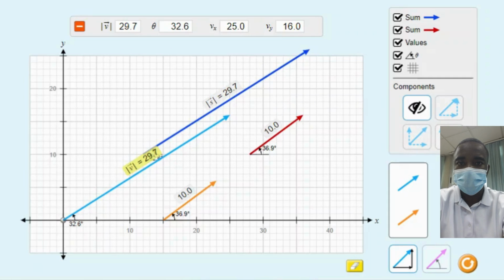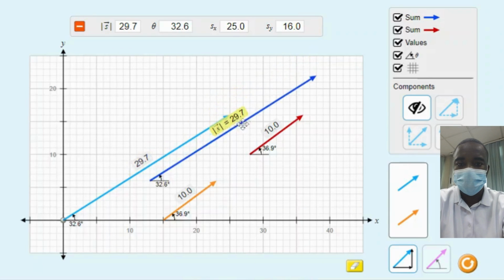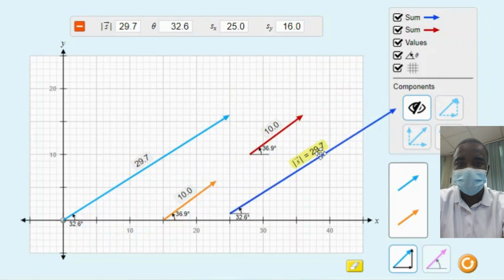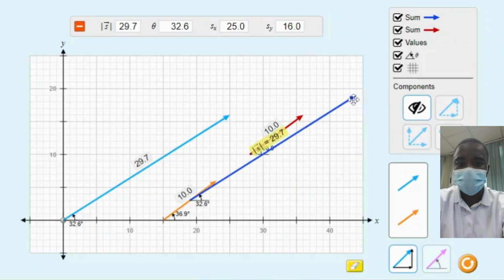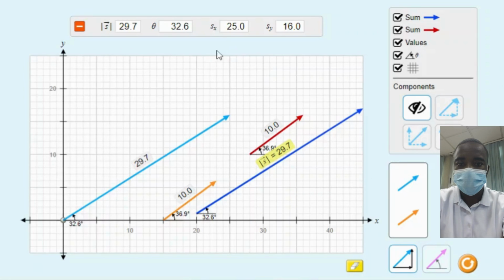The simulation covers a wide range of topics related to vector addition, including one-dimension and two-dimension vector addition, magnitude, angle, components, and the comparison of vector sums. This comprehensive approach helps students gain a holistic understanding of vector addition and its applications in various fields.